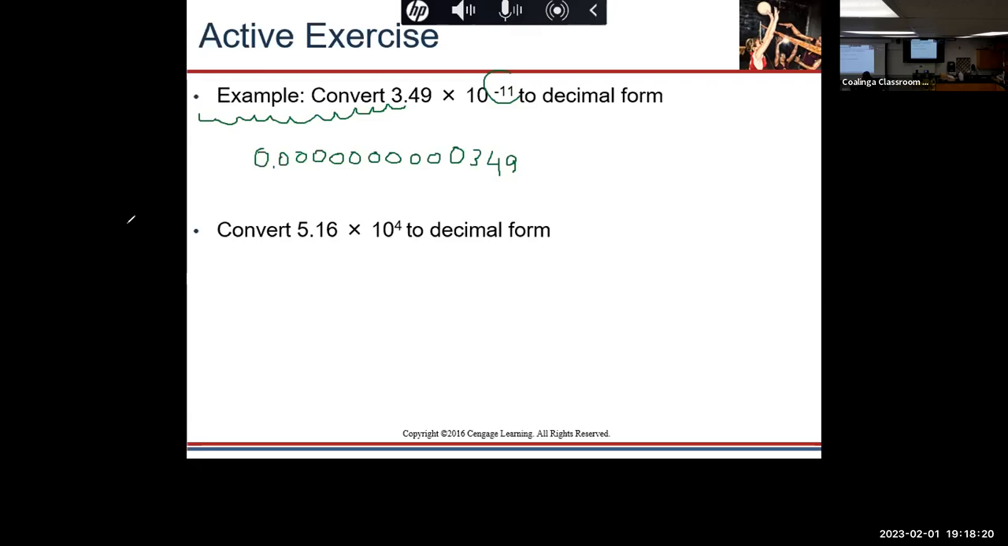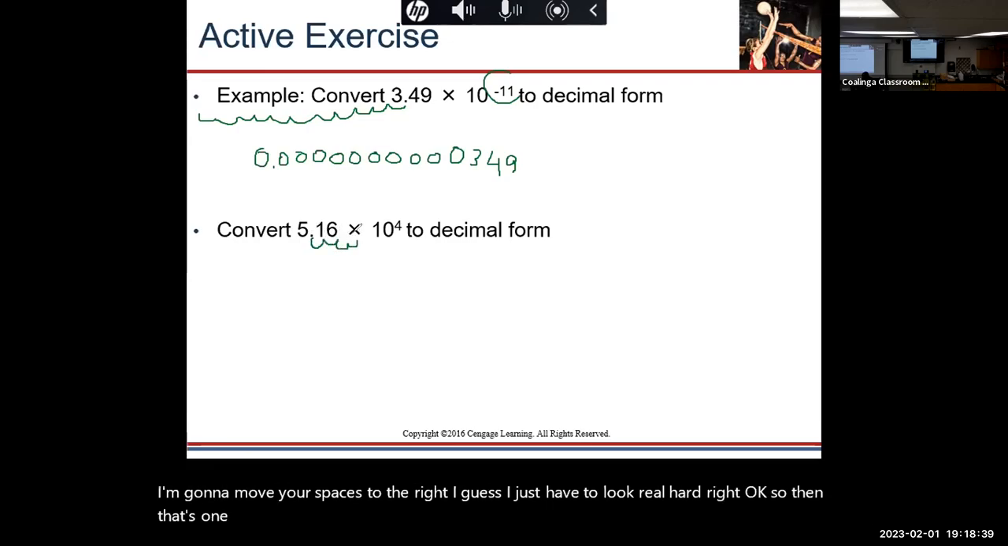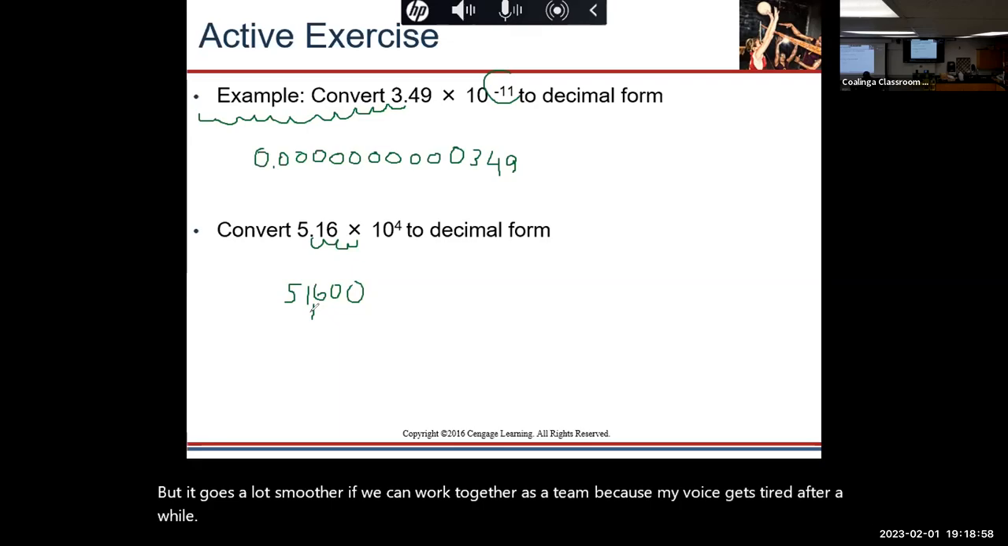Hey, don't everybody yell at me at once. Any suggestions? Do I need to voluntell people? I'm going to move it 4 spaces to the right. I guess I just have to look real hard, right? Okay, so then that's 1, 2, 3, 4. I know it's late and we're already drinking our coffee. Yes, I'm right here with you. But it goes a lot smoother if we can work together as a team, because my voice gets tired after a while.